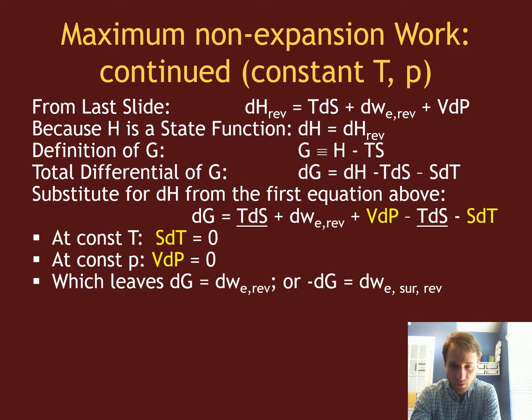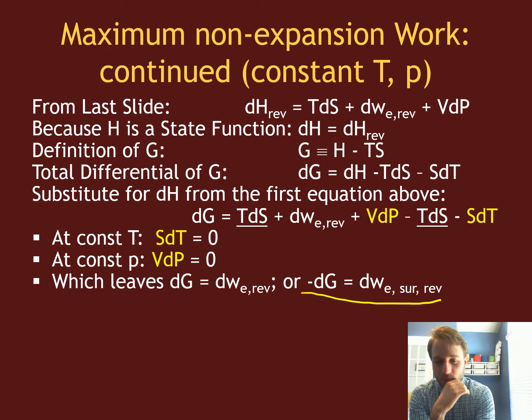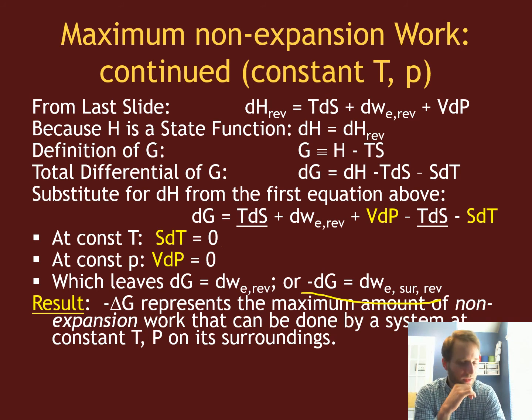Well, we've assumed this is a constant temperature and pressure system, so dT is equal to 0 and dP is equal to 0. So these two terms are just 0. That leaves us with dG is just equal to dW extra reversible. Taking the negative of those gives us that minus dG is equal to dW extra reversible for the surroundings. And what that relates to is that minus delta G is equal to the maximum amount of non-expansion work that can be done by a system on the surroundings, assuming constant temperature and pressure conditions.